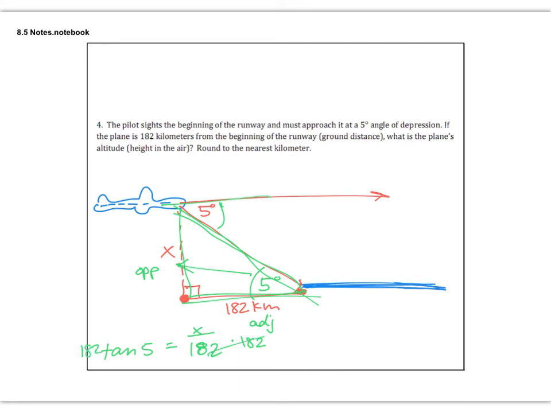And type it in your calculator. 182 times tangent 5. X should turn out to be approximately 15.92 kilometers. It says round to the nearest kilometer, so that'd be about 16 kilometers for the height or the altitude of the airplane.